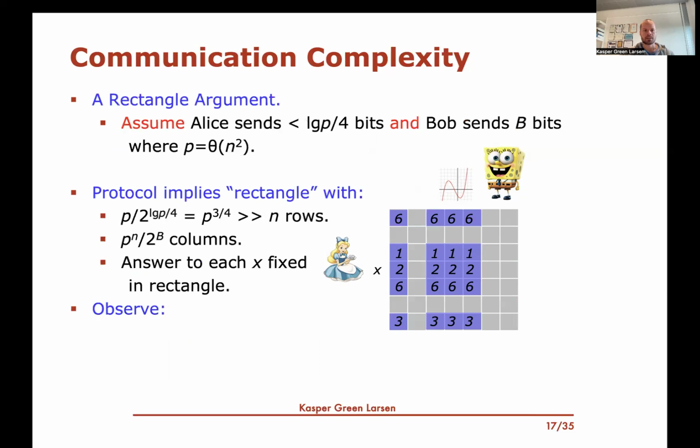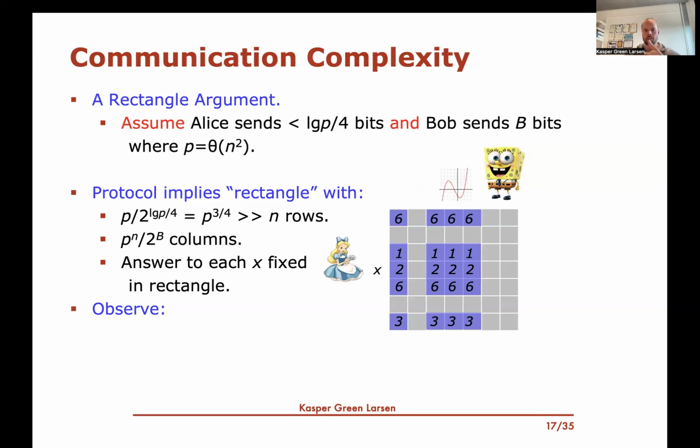Okay. So let's go back and try to prove this communication lower bound that we claimed up here. The lower bound says that, well, basically what we want to argue is that if Alice sends less than log p over 4 bits, then Bob has to send b bits for a large b. Zooming in, again, as we did before, just following the protocol, always fixing the most likely message, we get that the number of rows that are left in this rectangle is at least p divided by 2 to the log p over 4, which is p to the 3/4, which is more than n rows. So there's at least n rows left in this rectangle. The number of columns is p to the n divided by 2 to the b. And the answer to every query is fixed inside this rectangle.